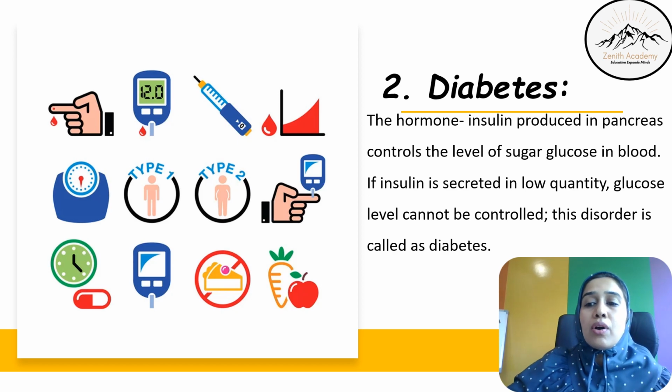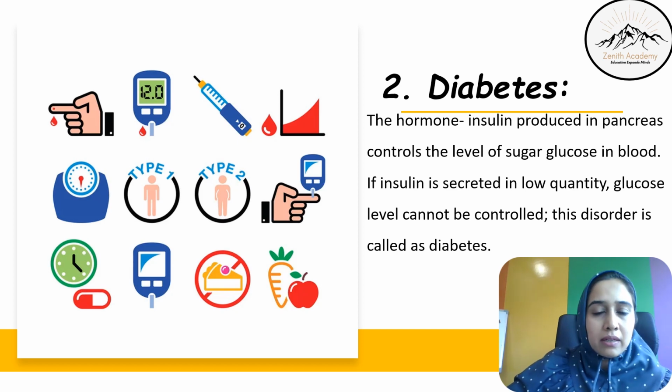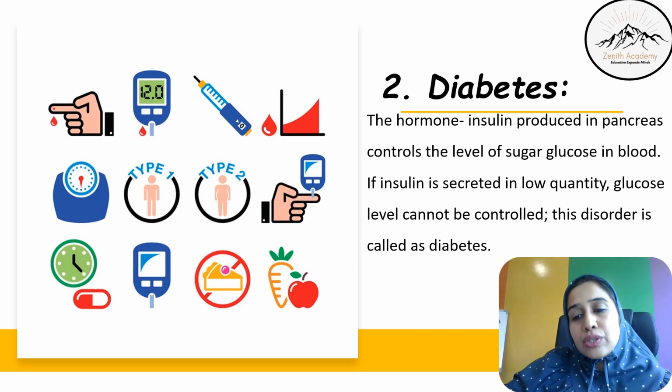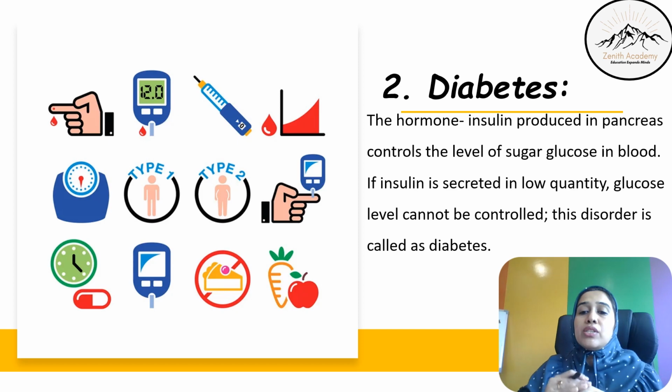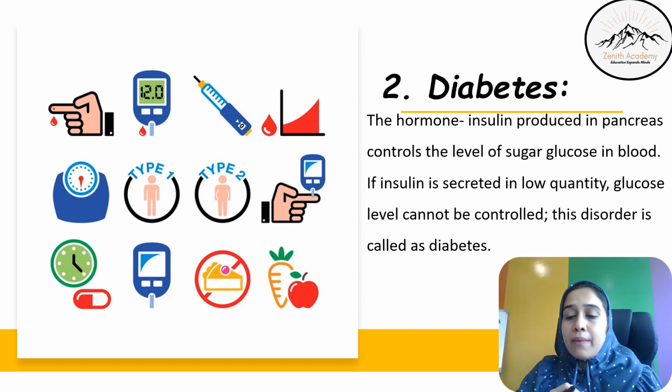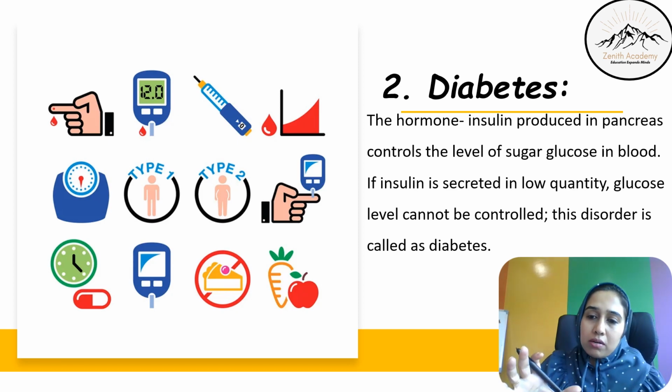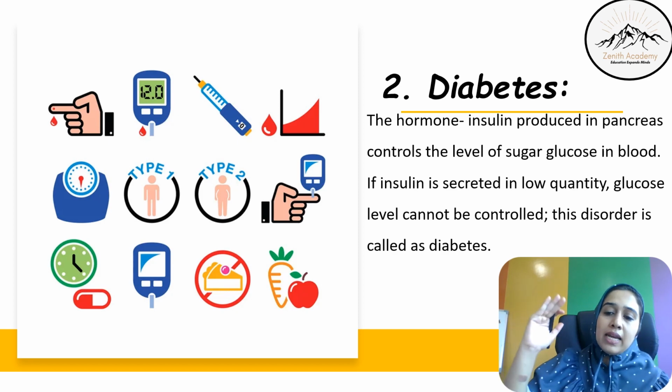The next one, non-infectious diseases: diabetes. Diabetes is of type 1 and type 2, which you might learn in the higher standard. There is a hormone called insulin produced in our pancreas, which controls the sugar levels in our body. Now, if the insulin is secreted in low quantity, glucose cannot be controlled in the body, and this disorder is called diabetes, where your glucose level in the body increases indefinitely.